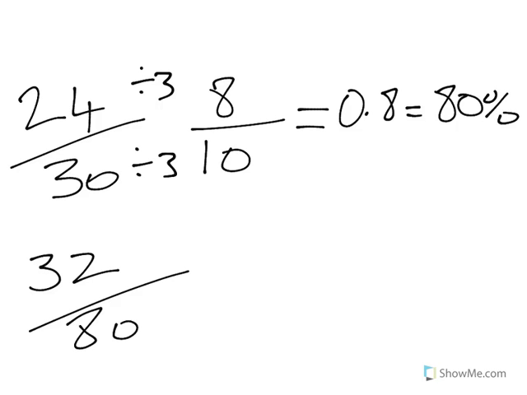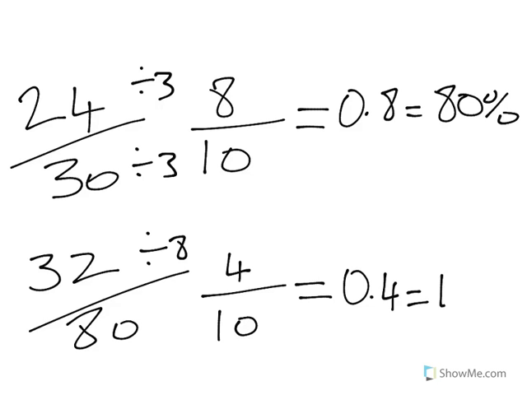And I can do the same with 32/80. Divide both the top and the bottom by 8. So 80 will become 10 and 32 will become 4. That then becomes easy to convert. So 32/80 is worth 0.4 or 40%.